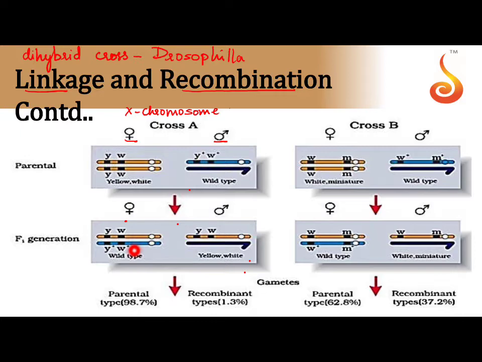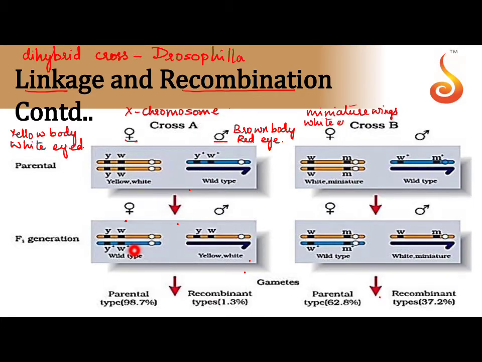So, the condition he considered was in 2 different sets. In case 1, he considered yellow body and white-eyed females, which is a recessive property, whereas he considered brown body and red eye, which is a dominant property, a wild type property, in the case of males. In case 2, he again considered a recessive property for females, that is miniature wings along with white eyes, whereas in males he considered big wings along with red eyes.